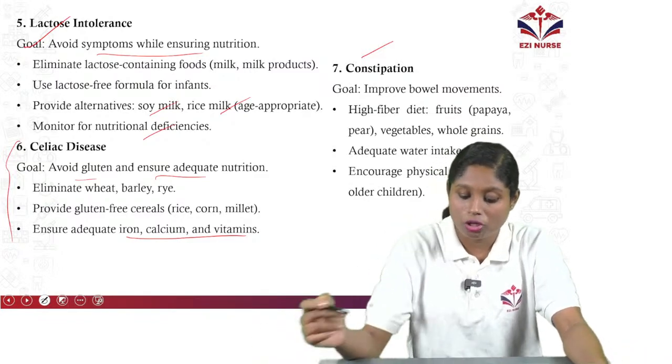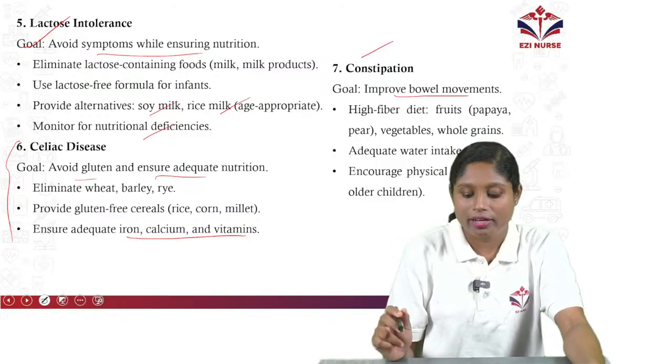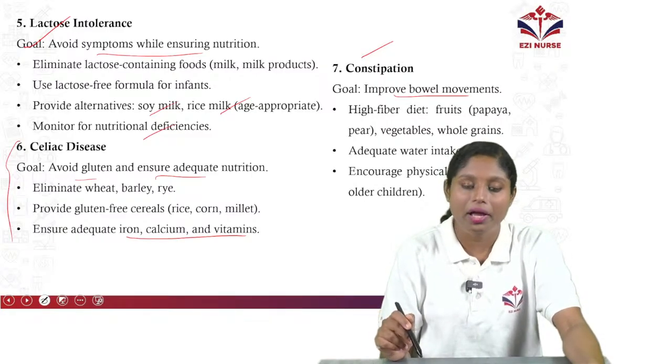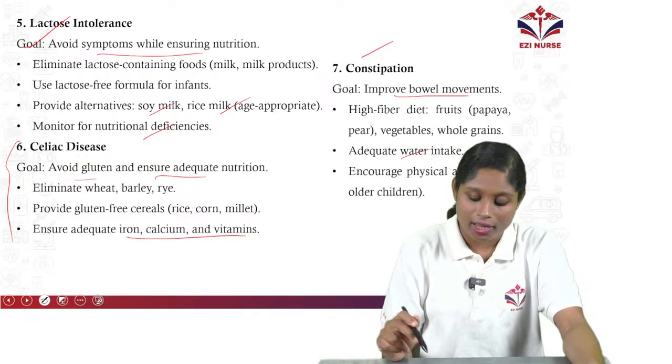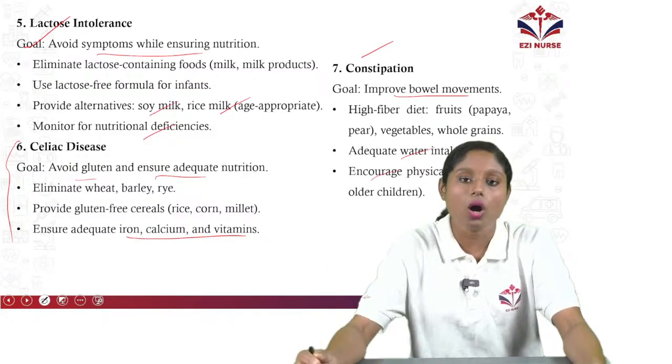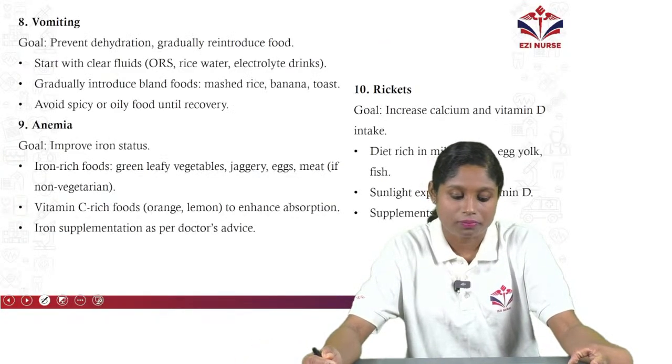So what is the management or goal here? To improve the bowel movement. High fiber diets they need to take, like fruits such as papaya, pear, vegetables, whole grains. Adequate water intake. Encourage physical activity for the older children. So this is how we can manage the constipation.